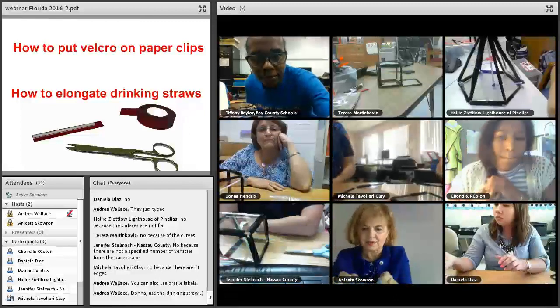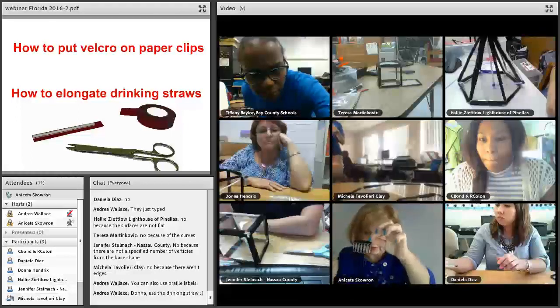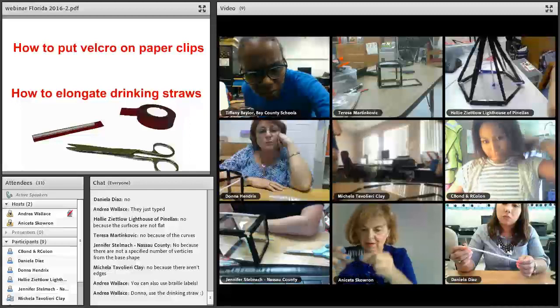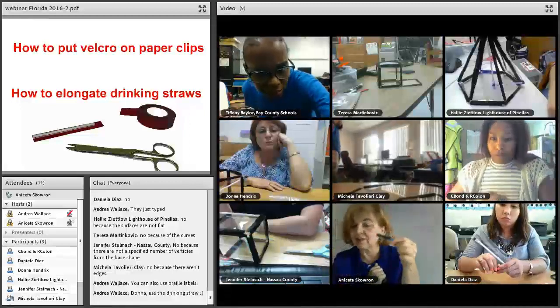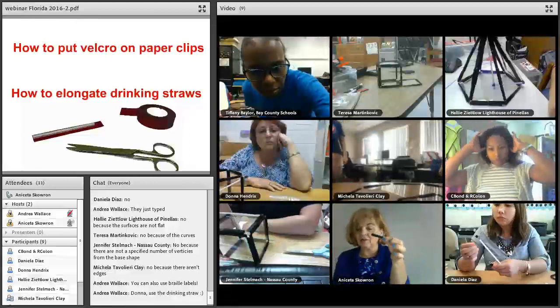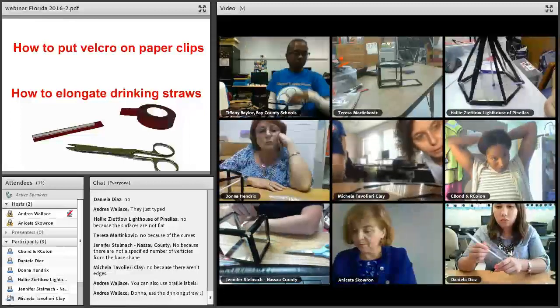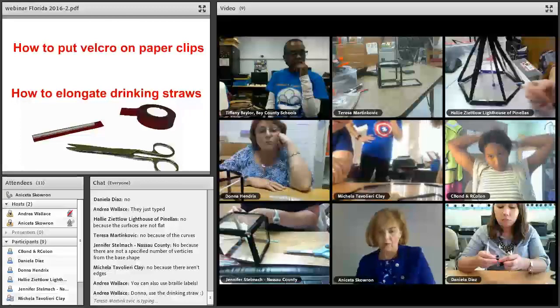I place those paper clips like this, halfway through the velcro. And then you close the velcro and then cut them. And then you will have as many as you like of the kind that you like, right? So this is how to make those velcro paper clips, so that if you need more for whatever you are doing.